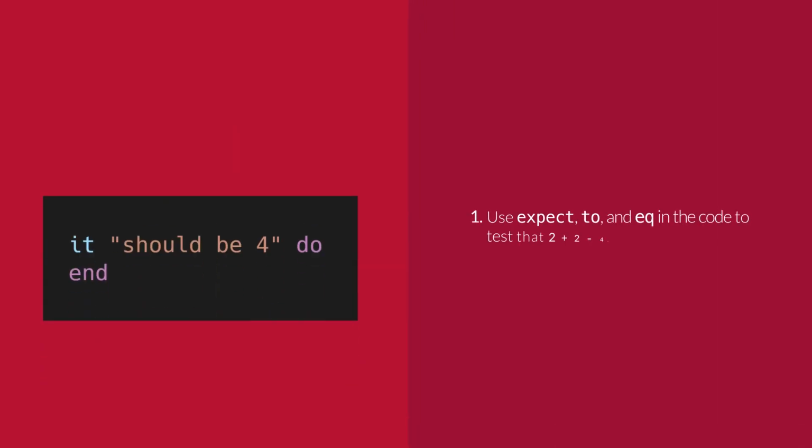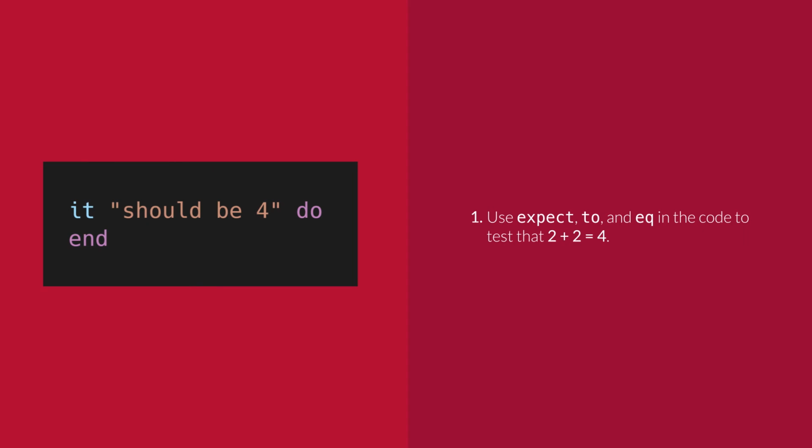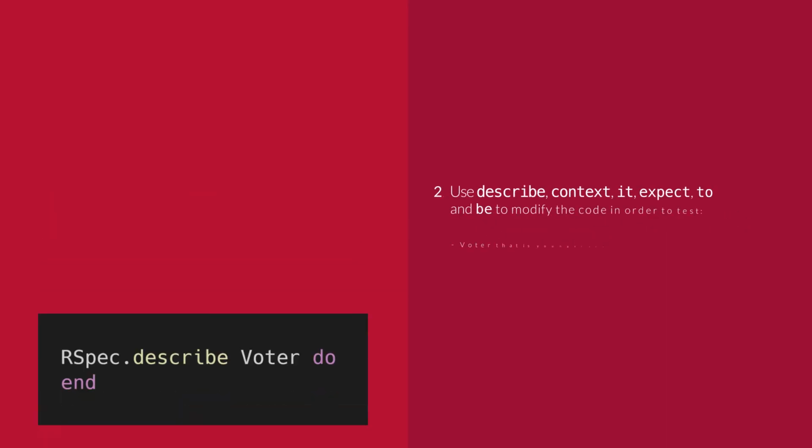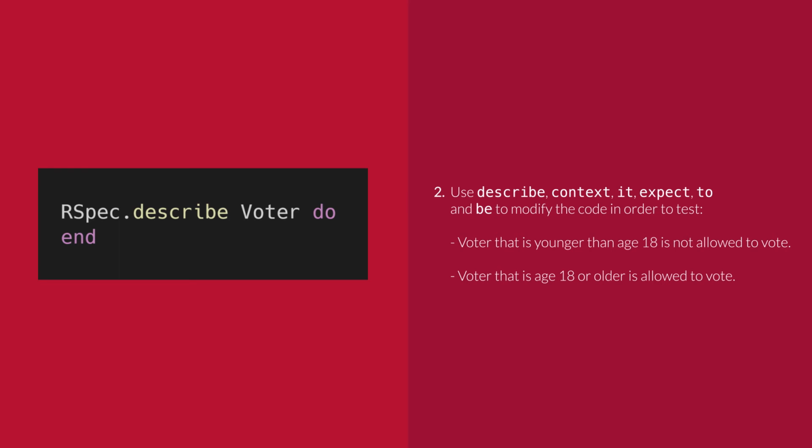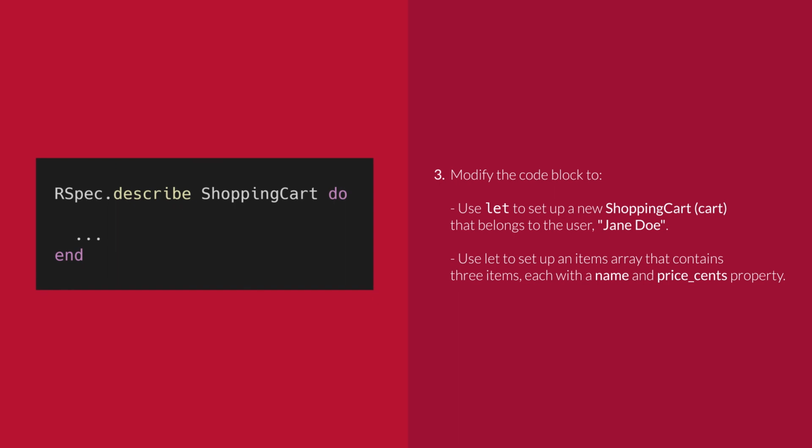Now, you will need to use expect, to, and eq in the code below to test that 2 plus 2 does indeed equal 4. Then, use describe, context, it, expect, to, and be to modify the code below in order to test that 1, a voter that is younger than age 18 is not allowed to vote, and 2, that a voter that is age 18 or older is allowed to vote. Next, modify the code block by using let to set up a new shopping cart that belongs to the user Jane Doe. Then use let to set up an items array that contains 3 items, each with a name and price_cents property.